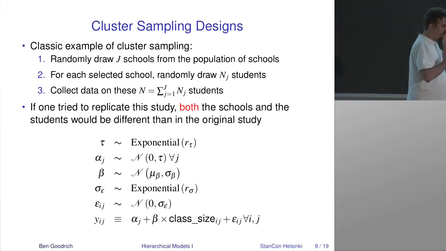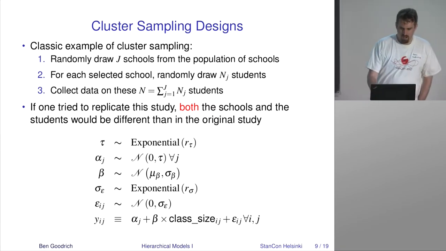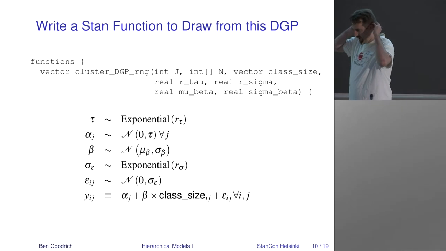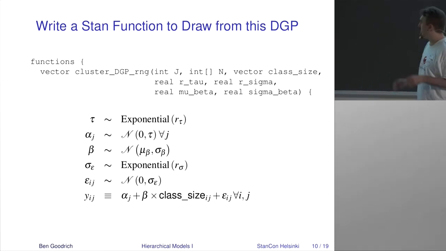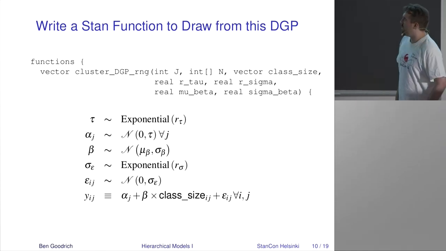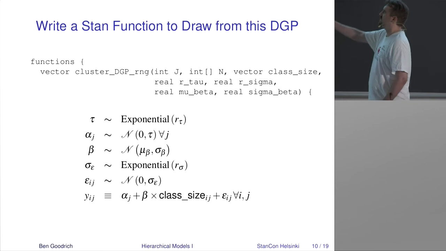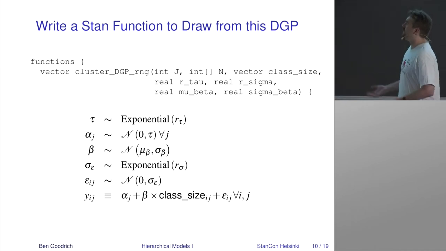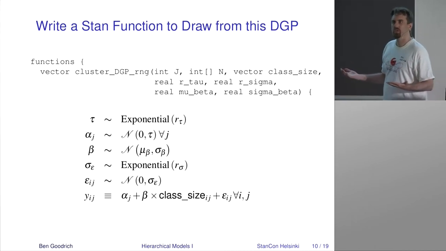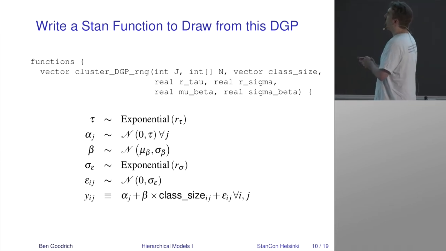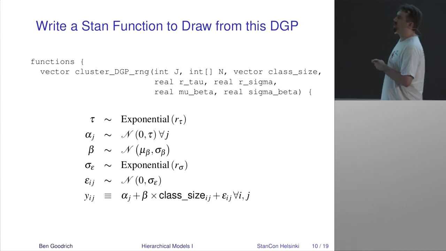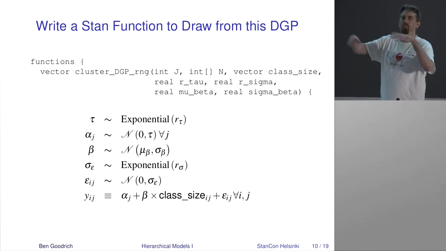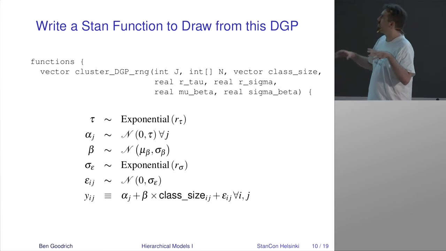Okay. So, as promised, we want to write a function in the functions block of a Stan program that's going to output a vector, which is our predictions for y. This is our prior predictive distribution for y, what we think the distribution of test scores is going to be. When we write a function like that, it needs to end in underscore rng to tell Stan this function is going to be drawing from various random number generators.